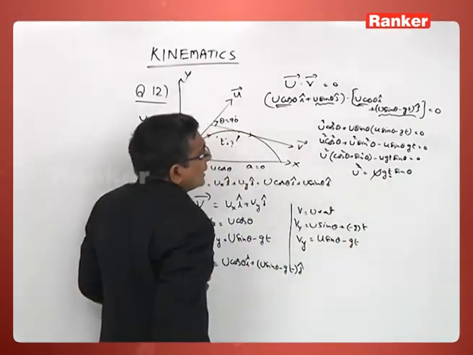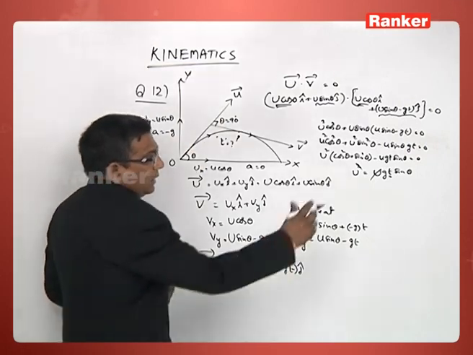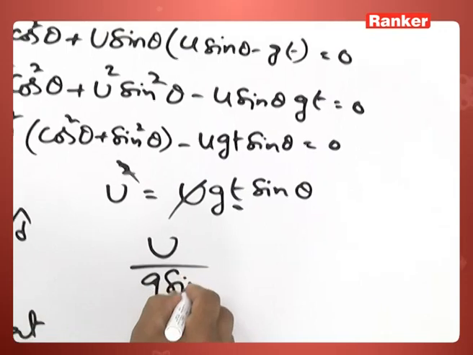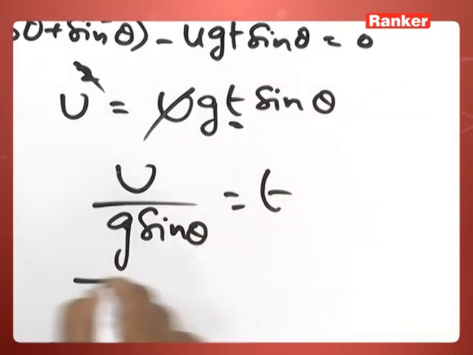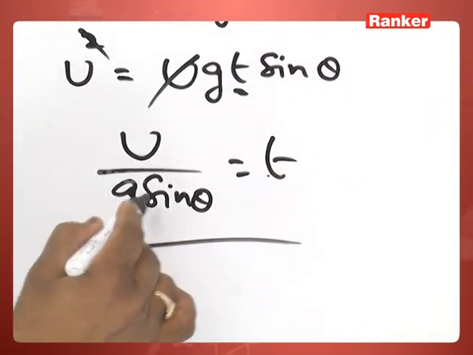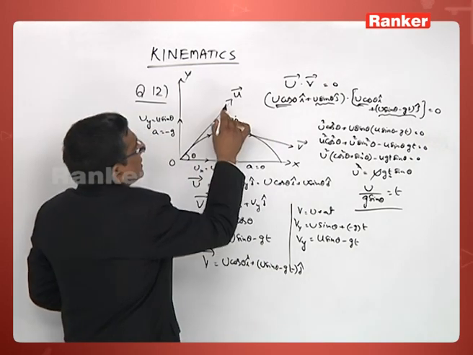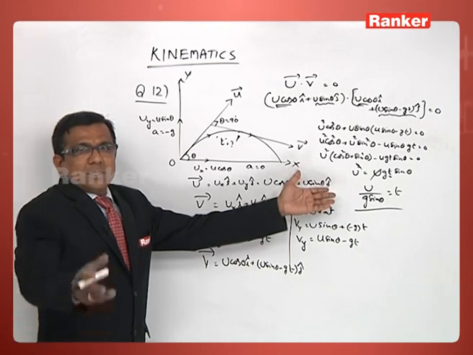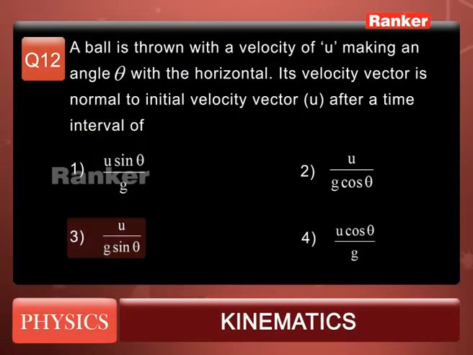I want to know after what time these velocities are perpendicular. So, that t, if you bring it over, is u by g sin θ. That means after a time t of u by g sin θ, the final velocity is normal to the initial velocity vector. So, this will be your answer, and in the options, the third option is u by g sin θ. Therefore, the third option is the correct answer. So, this way you have to solve the problem.